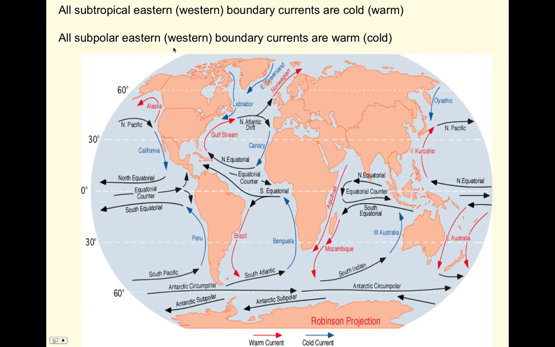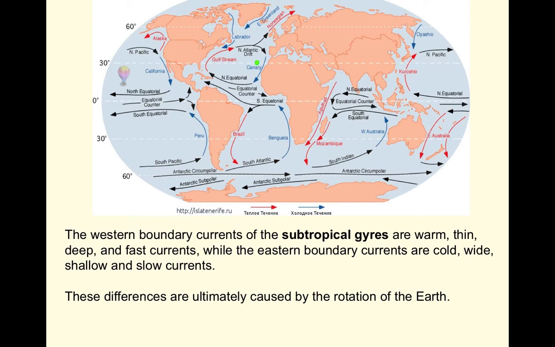All subpolar western boundary currents are cold. In this case, the East Greenland current, moving Arctic waters towards the equator. Now, it turns out that the western boundary currents of the subtropical gyres are not only warm, they're also thin, deep, and fast currents. While the eastern boundary currents of the subtropical gyres are cold, but also wide, shallow, and slow currents. These differences are ultimately caused by the rotation of the Earth.